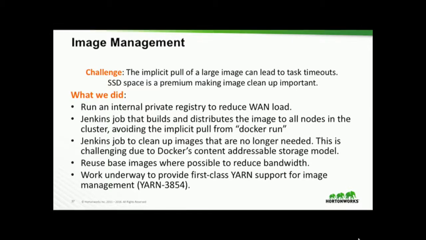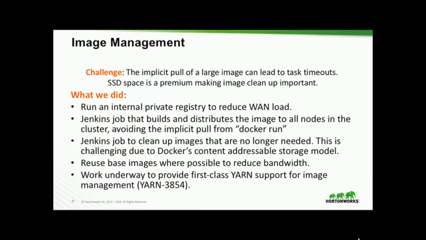The way we've addressed this is we actually run an internal Docker private registry, right? This reduces the WAN load. The first time we kicked these things off, we were pulling down like terabytes of data across the internet. Didn't make the tech ops team real happy. So we have a Jenkins job that actually builds and distributes our images across the cluster instead of relying on this implicit pull.